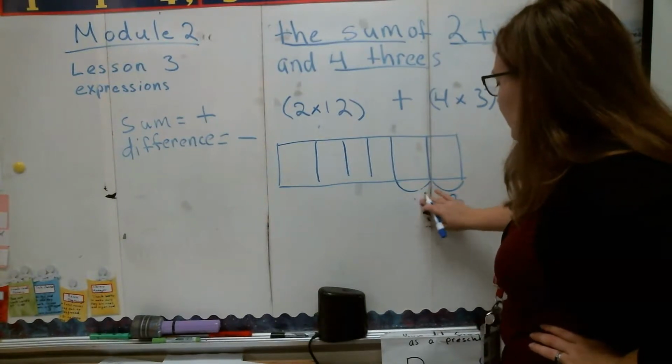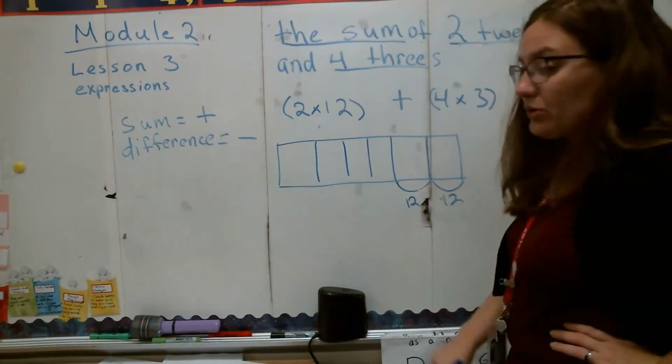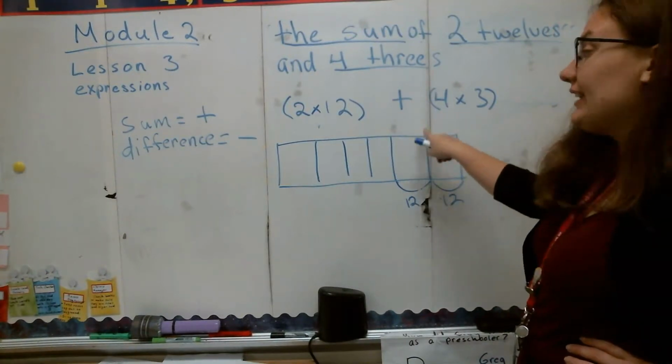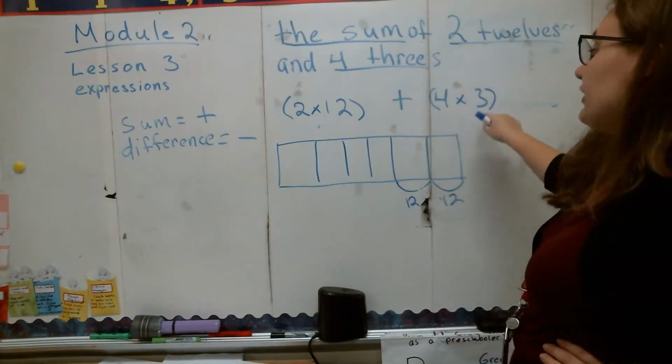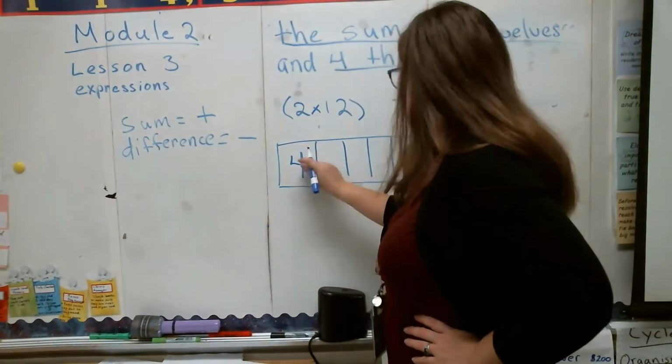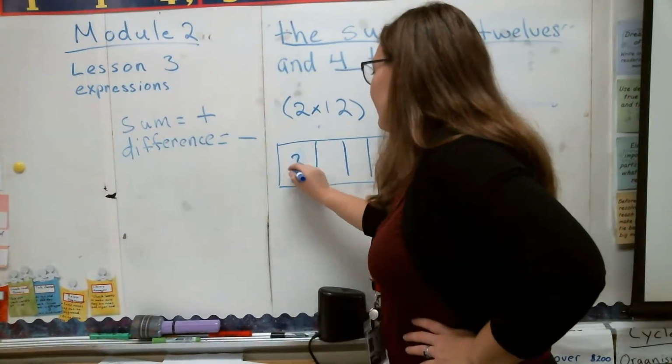So these 2 groups over here, because I said I have 2 groups of 12. So these 2 groups over here could be my 2 groups of 12. And then I also said I have 4 groups of 3. So then these groups over here could be my groups of 4. Oops, sorry, my groups of 3.